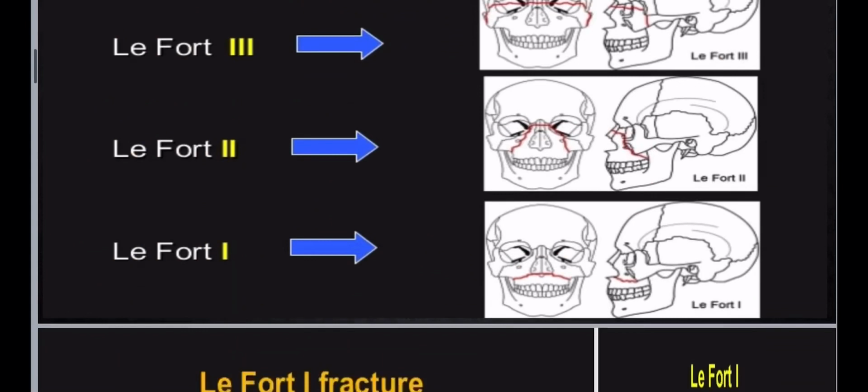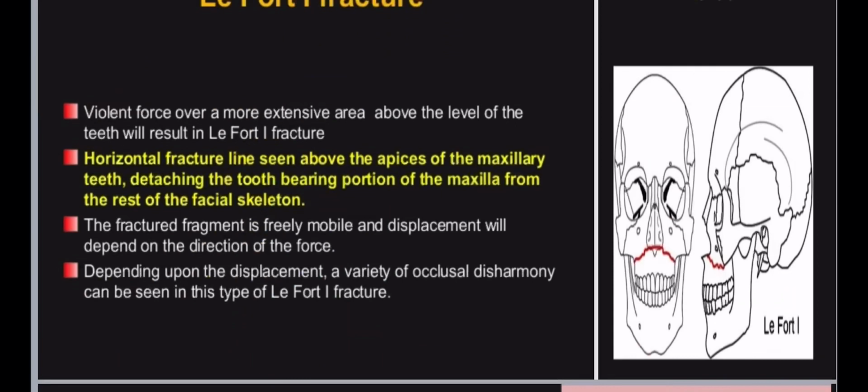The Le Fort 1 fracture. Violent force over a more extensive area above the level of the teeth will result in the Le Fort 1 fracture. The horizontal fracture line is seen above the apexes of the maxillary teeth, detaching the tooth-bearing portion of the maxilla from the rest of the facial skeleton. The fracture fragment is freely mobile and displacement will depend on the direction of the force. Depending on the displacement, a variety of occlusal disharmony can be seen in this type of Le Fort 1 fracture.